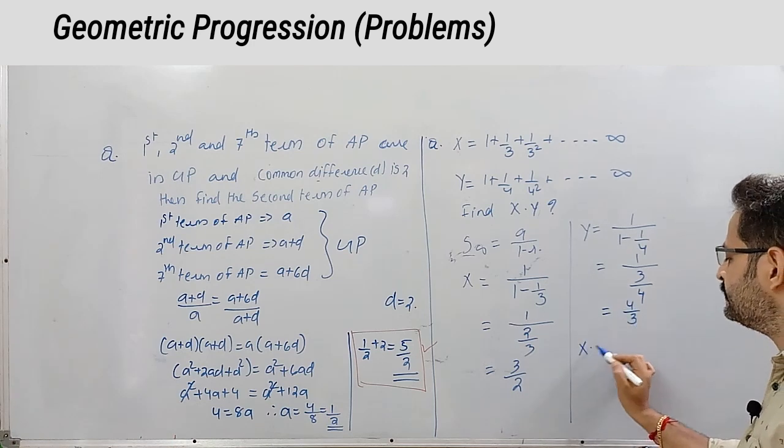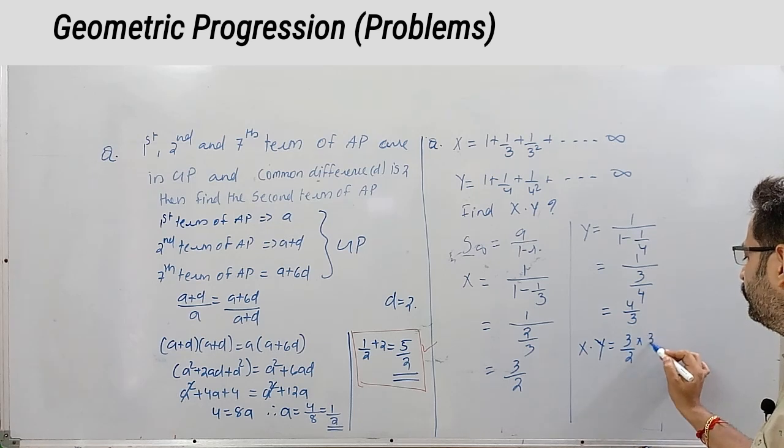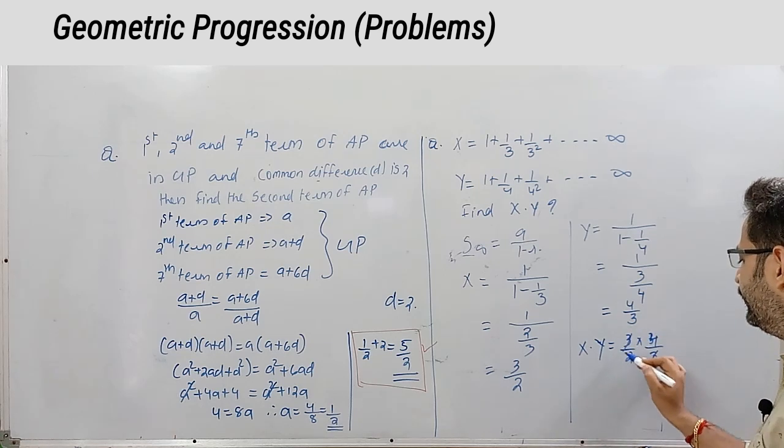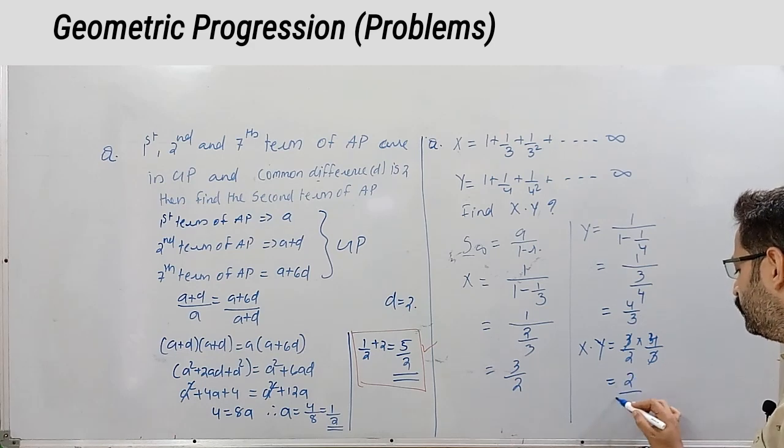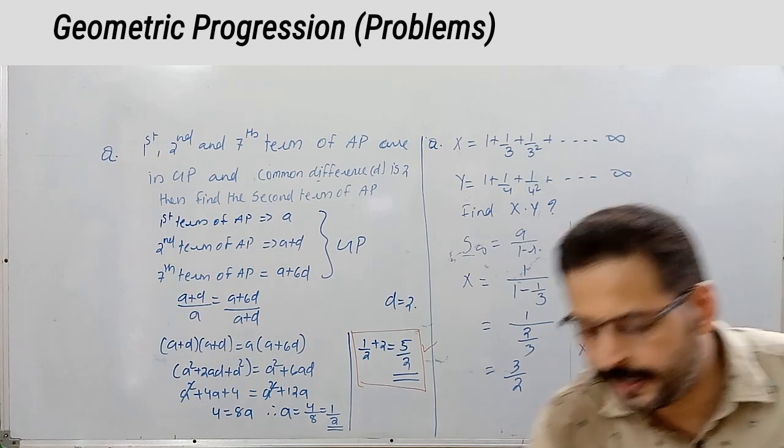We have to find X into Y. 3 by 2 into 4 by 3. 3 gets cancelled. 4 divided by 2 equals 2. Therefore, X into Y is equal to 2.